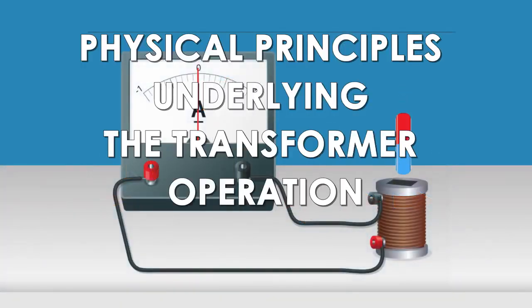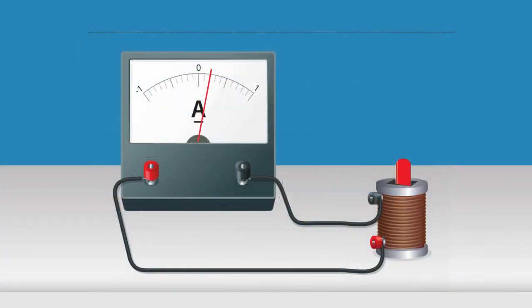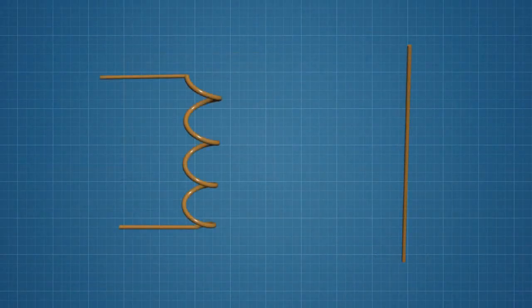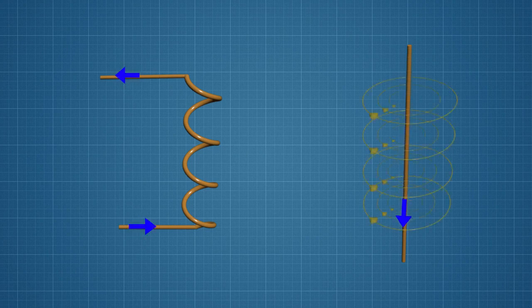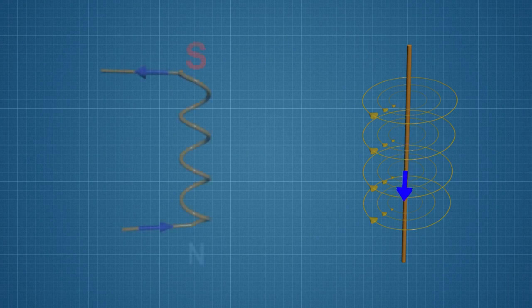Physical principles underlying the transformer operation. The operation principle of the simplest transformer is based on the physical phenomenon of electromagnetic induction. This phenomenon consists in the fact that if there is a closed conducting loop in a magnetic field that contains no sources of current, then an electric current begins to flow in the loop when the magnetic field changes. The occurrence of a current indicates the emergence of an electromotive force, EMF. In other words, an electric field that ensures a closed motion of electric charges.